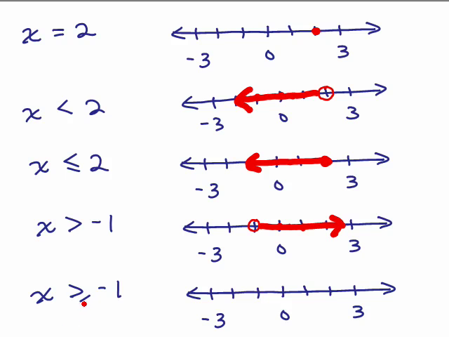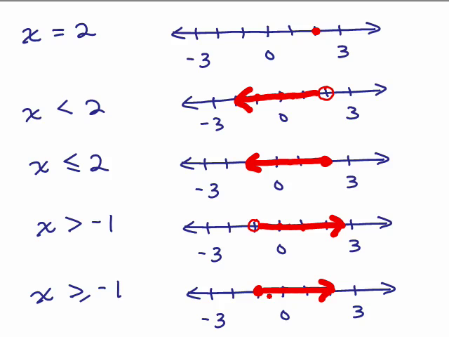And the last one says x is greater than or equal to -1. So this solution also includes the number -1. So we put a dot right on -1 and also include all the numbers to the right of -1. So you make a visible dot here.